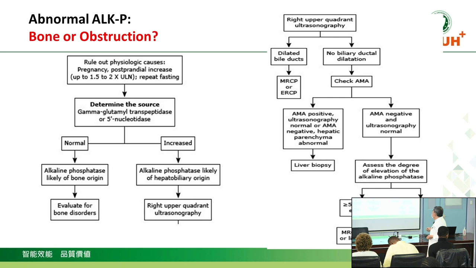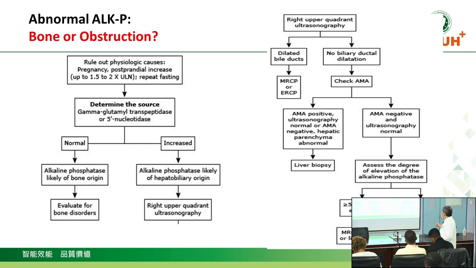So if gamma GT is high, the alkaline phosphatase is likely of hepatobiliary origin. So do what? Ultrasound, check sonography. If you can see dilated bile ducts, it means obstruction, so you can do ERCP, endoscopy, to see where. To see the ampulla of Vater, you can see a dilated common bile duct and stone there, or stone obstruction, or you can see ampulla of Vater cancer. And if there is no biliary duct dilatation, with alkaline phosphatase high, gamma GT high, and abdominal sonography showing no biliary duct dilatation, then check anti-mitochondrial antibody.